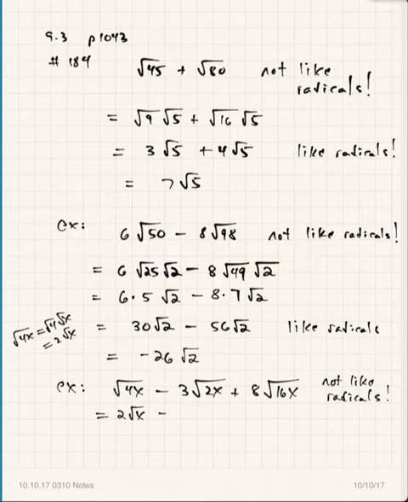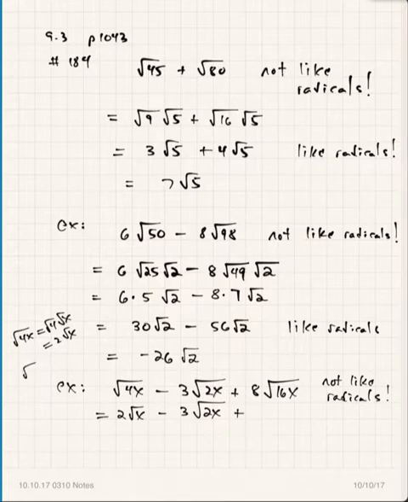The middle one, there's absolutely nothing I can do with that square root of 2x. 2 is not a perfect square. x is not a perfect square. Nothing I can do to break it up. So that's it. And on the last one, the square root of 16 is 4, right?